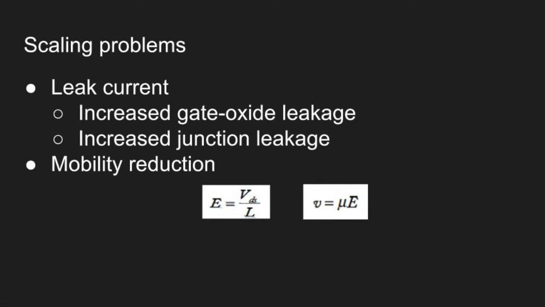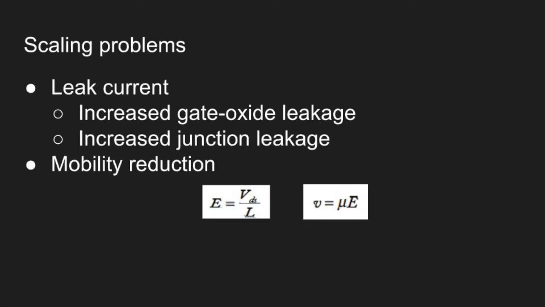Another undesired effect that becomes more relevant as we decrease the size of transistors is leakage currents. As we decrease the size of transistors, the gate oxide may become really thin, for example about 5 atoms thick. Because of this, the gate oxide may not behave as a perfect insulator and there may be some leakage. Similarly, decreasing the size of transistors causes the junction leakage to increase.